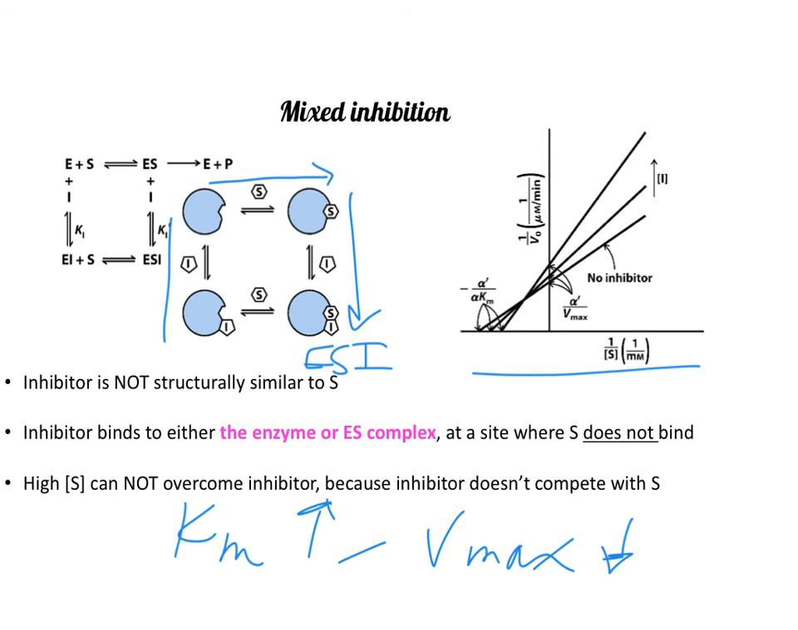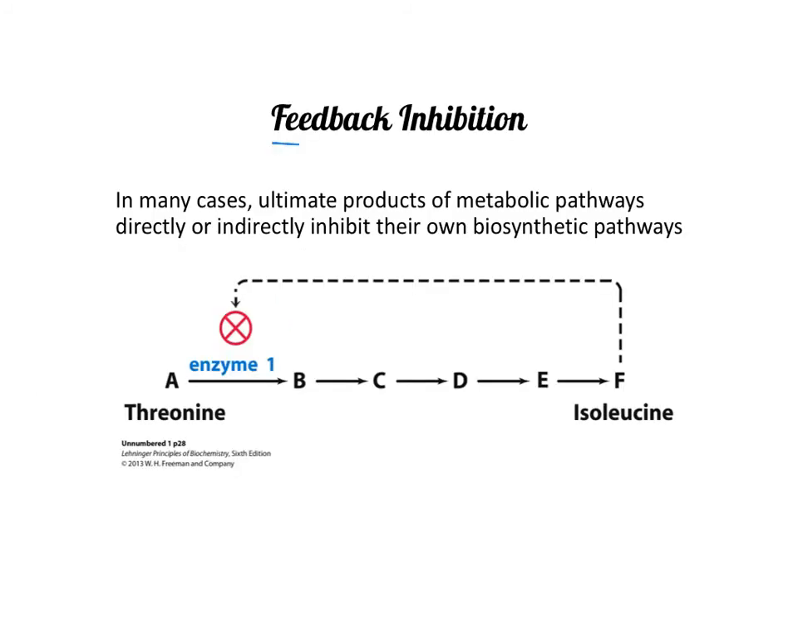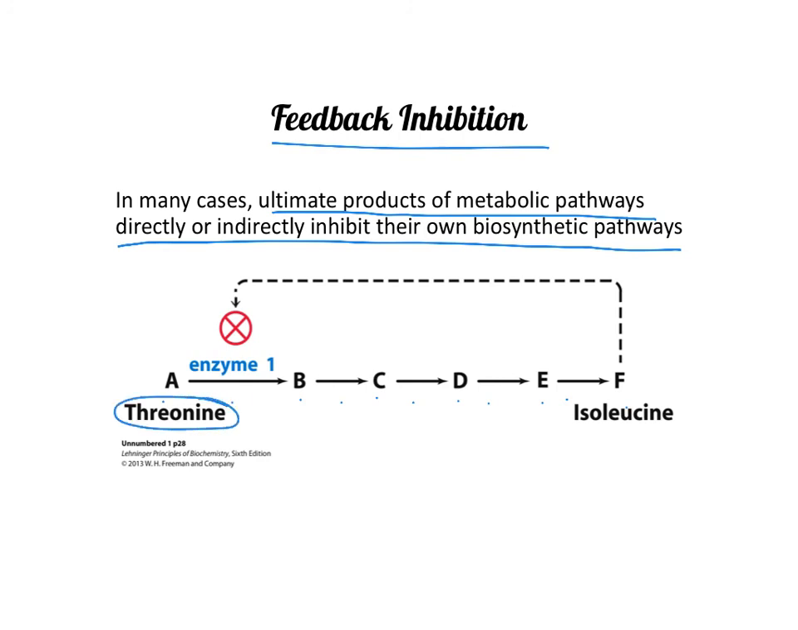All right, I think I only have one extra kind of inhibition, and again, it's a simple, straightforward one, and that's called feedback inhibition. In many cases, the final products of a metabolic pathway directly or indirectly inhibit their own biosynthesis. So in this case, here's a metabolic pathway. It has 1, 2, 3, 4, 5 enzymes, and 1, 2, 3, 4, 5, 6 intermediates or substrates. We start with threonine and we end with isoleucine.